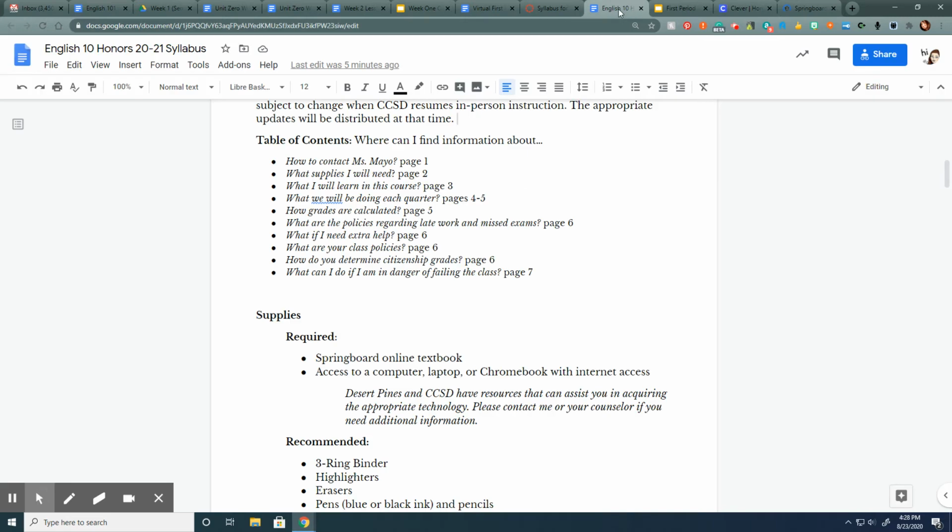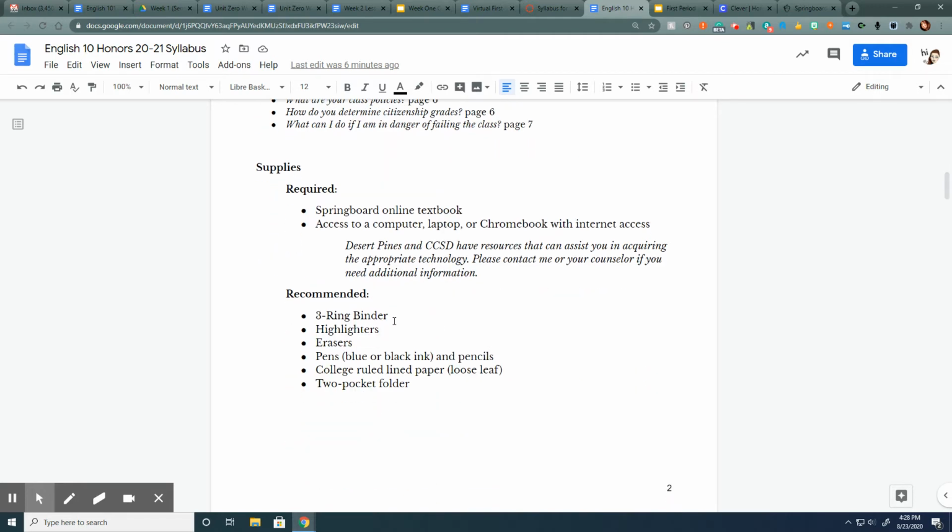So going back to our syllabus, you're also going to need a computer, such as a desktop, a laptop, or a Chromebook with internet access. If you have problems getting any of those resources, please contact Desert Pines or CCSD to help you acquiring the appropriate technology. If you're relying on a phone and like maybe going to the McDonald's to use their Wi-Fi or something like that, that's not going to be ideal. You really do need to have a Chromebook and internet access or something like that, and there are resources to help you if you need them.